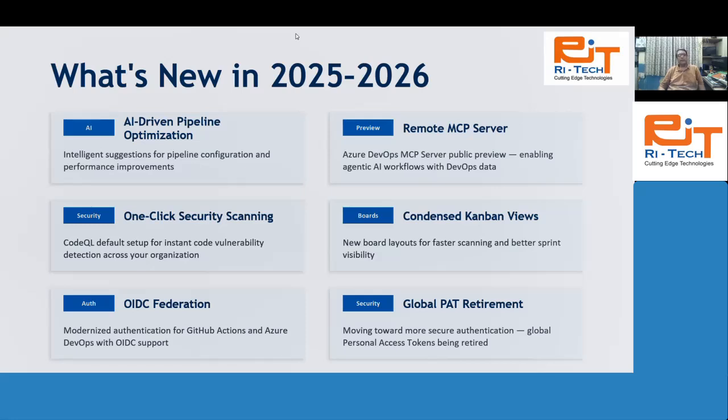So it will be done automatically. So you can find out the vulnerabilities and detection across your organization. OIDC Federation. So it uses an authorization mechanism, and it uses the OIDC federation mechanism or protocol, just like OAuth. So modernized authentication for GitHub Actions and Azure DevOps with OIDC support.